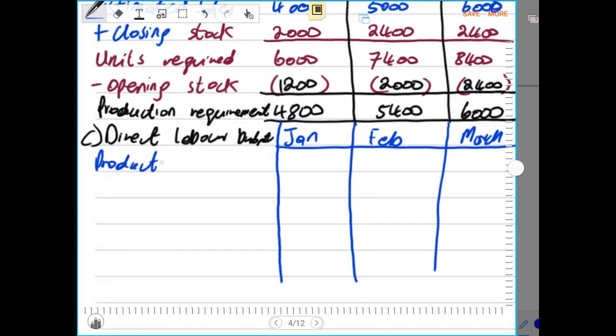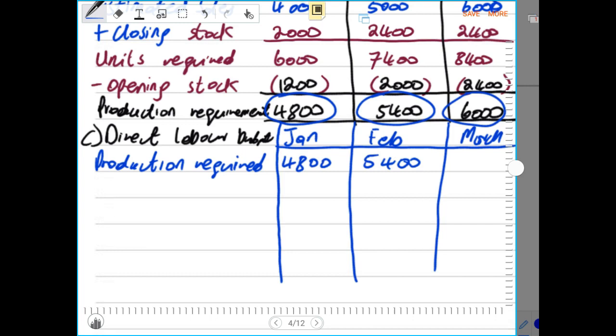Production required. Always start with the production required, because these are the units that we want to produce: 4,800, 5,400, and 6,000. So now we say, okay, we want to produce 4,800, we want to produce 5,400 in the second month, and we also want to produce 6,000 units. However, how many hours does it take to produce the given units? Therefore, now we multiply that by the number of hours, which is labor hours per unit.